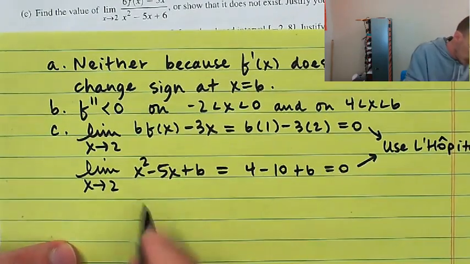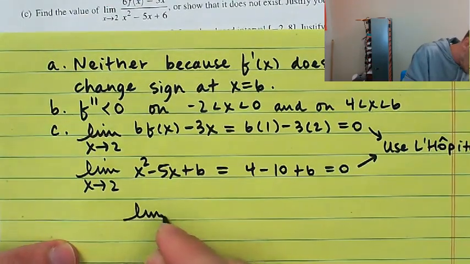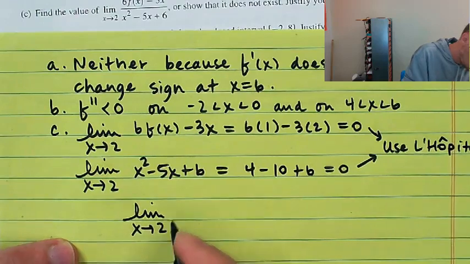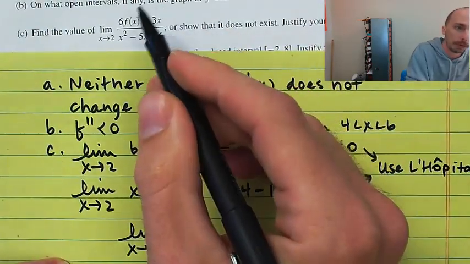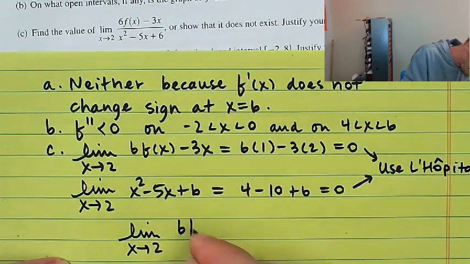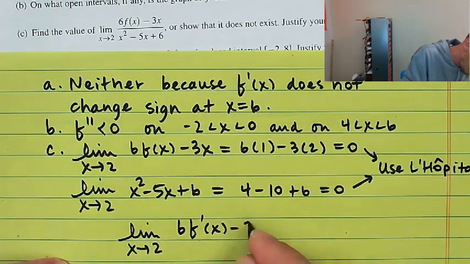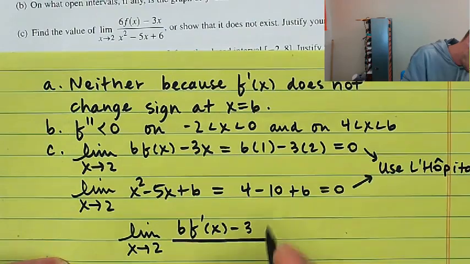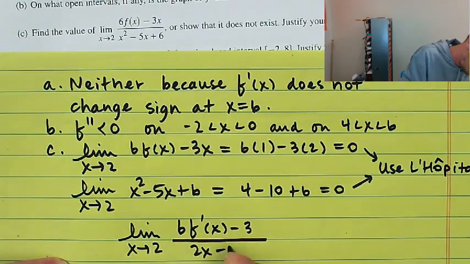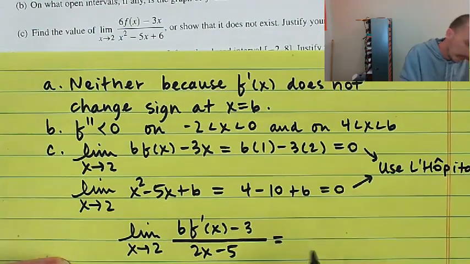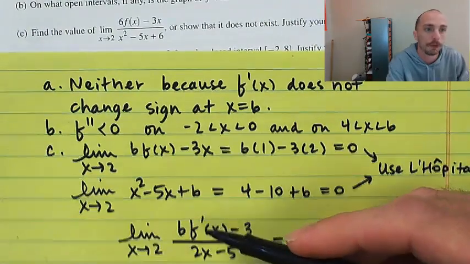Okay, so now this limit is going to become the limit as x approaches 2 of the ratio of the derivatives. So the derivative of 6f of x is 6f prime of x. And the derivative of -3x would be -3. And I'm going to divide by 2x minus 5. Now I'm going to have to figure out what f prime of 2 is.